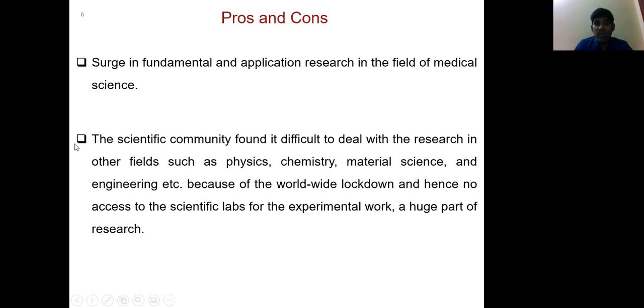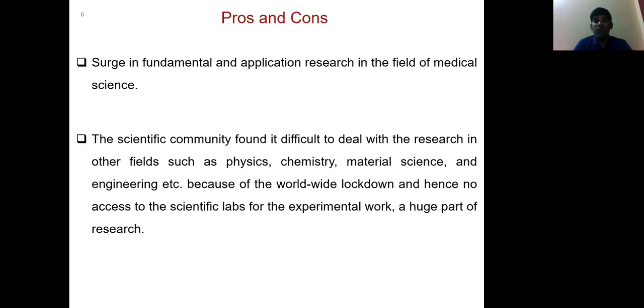Secondly, on the other hand, we can see that the scientific community is finding it very difficult to do research in fields like physics, material science, and engineering. And why? Because there is a worldwide lockdown and hence no access to the scientific lab for experimental work, which is a huge part of the research. So how do we overcome this, and what do we do in these situations?